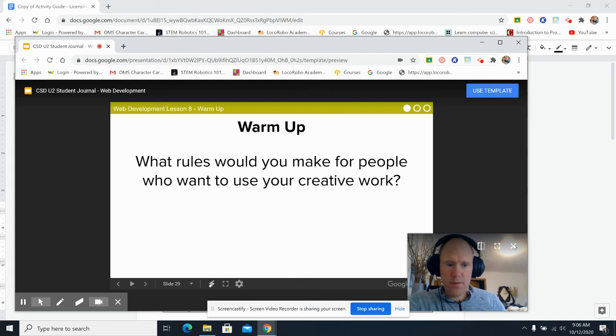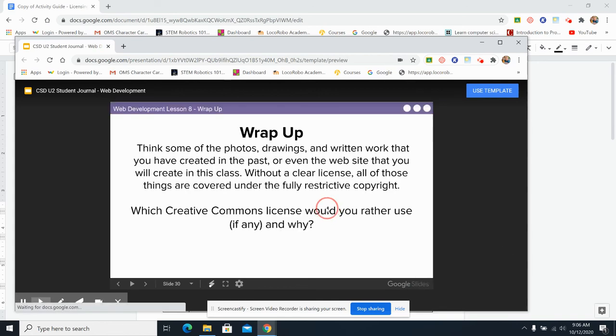Now, as you wrap up, think of photos, drawings, and even written work that you've created without a clear license. Which Creative Commons license would you rather use, if any, and why?